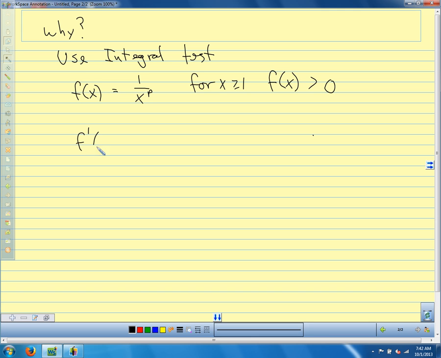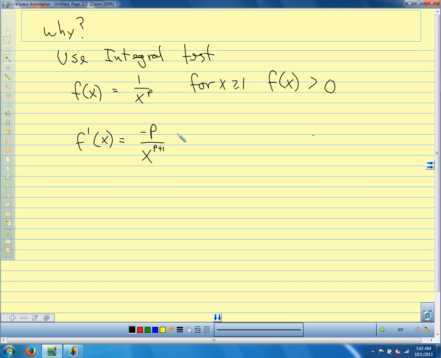So I'm going to take the derivative, f prime of x. What's the derivative of this function? p is our exponent. Negative p over x to the p plus 1. There we go. If you think about it the other way, if our exponent starts out at negative 1, we would end up with negative 2, right?